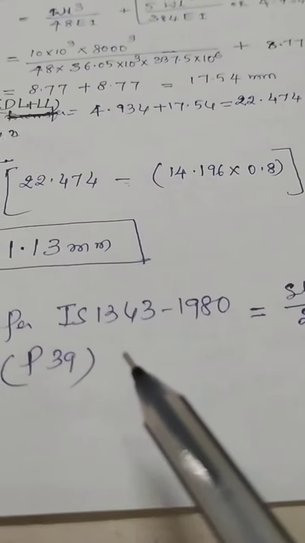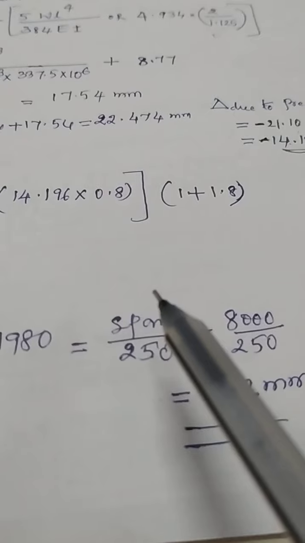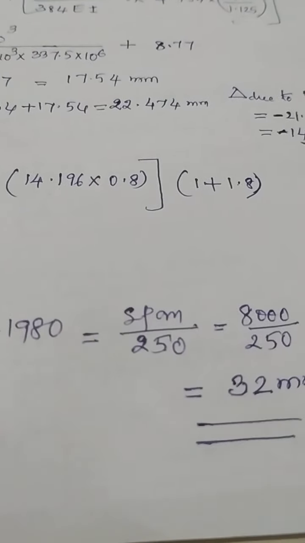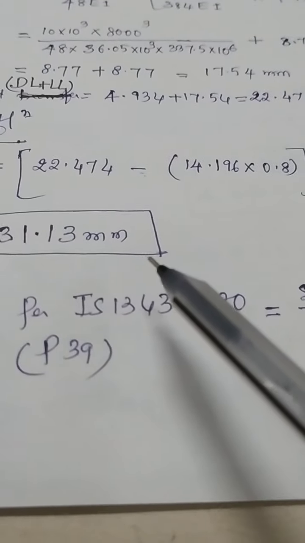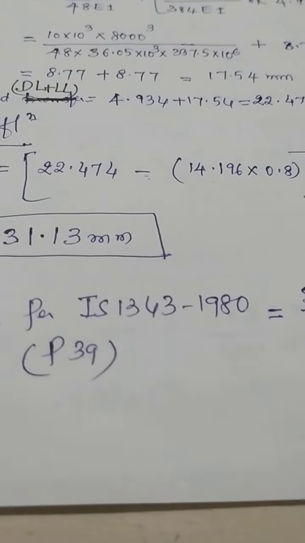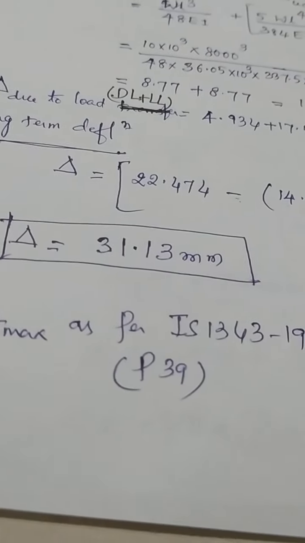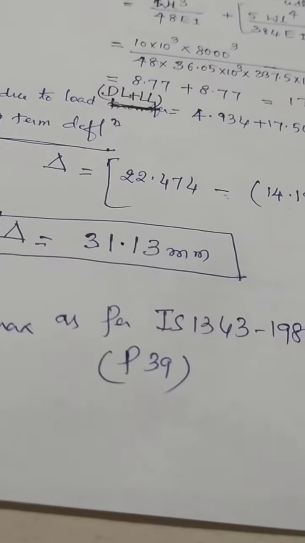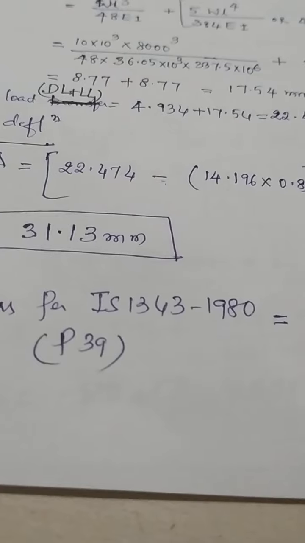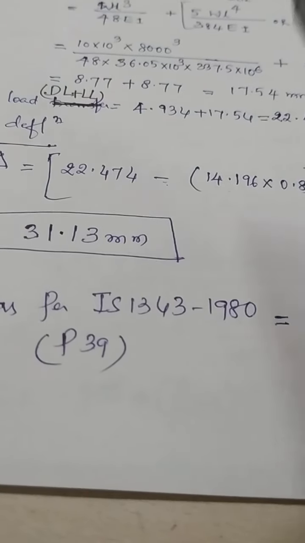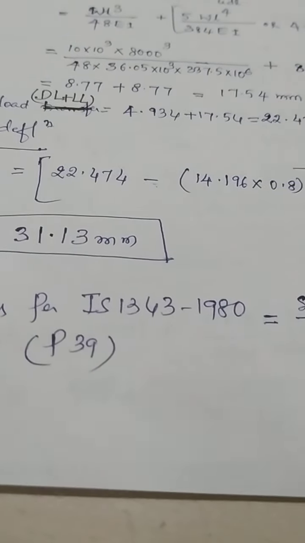As per IS 1343/1980, the deflection should be restricted to span divided by 250, that is 8000 divided by 250, 32 mm. Deflection developed is well within the limit. Even if the developed deflection is more, you cannot do anything because it is not a design problem. We are simply checking the deflection. How much deflection developed? Is it within the limit or not? You just comment on this. This is within the limit, it is okay.